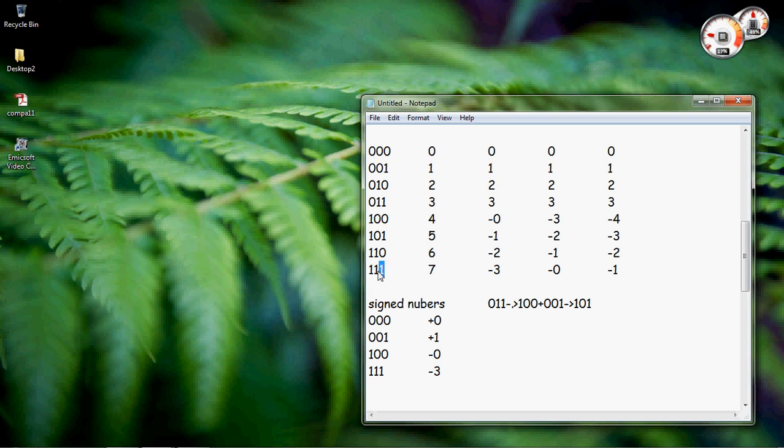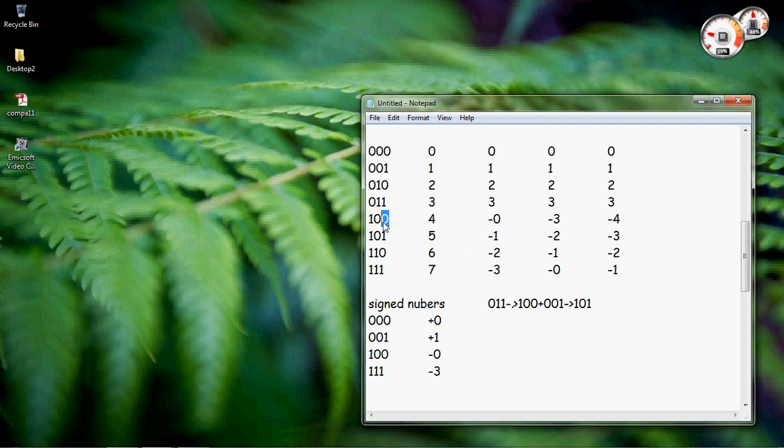After this first one you have to replace this one with 0 and this one with 0. So 0 0 1, so 0 0 1 represents value 1, and here 1 1 1 represents value minus 1. So this is a very easy method to calculate.